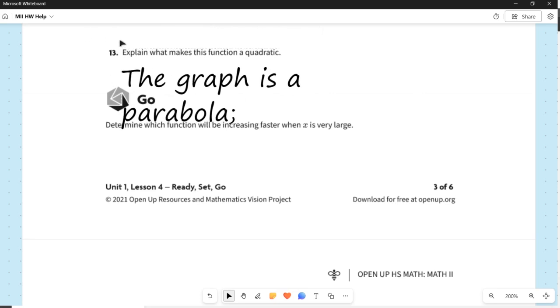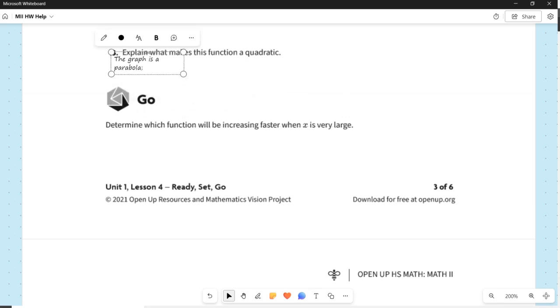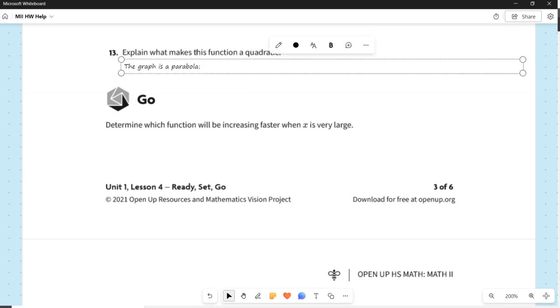When the graph of a function is a parabola, that is equivalent to saying that you have a quadratic function. Those are two ways of saying the same thing. Either the graph is a parabola or you have a quadratic function. Those are equivalent statements. So the graph is a parabola. That tells us it's a quadratic. The second differences are the same. So the second differences of this function are the same, and so that is another way that this is a quadratic.